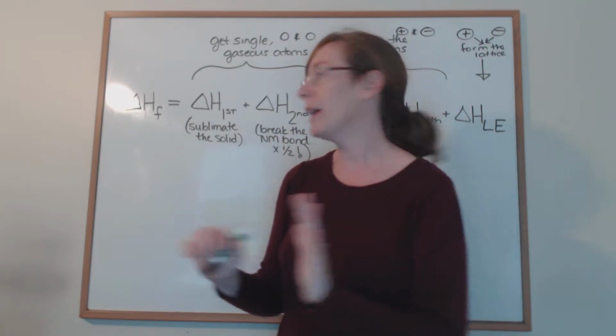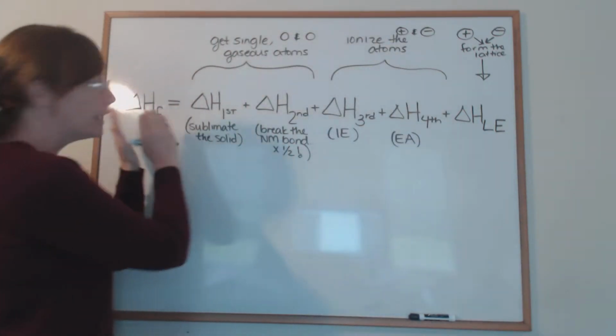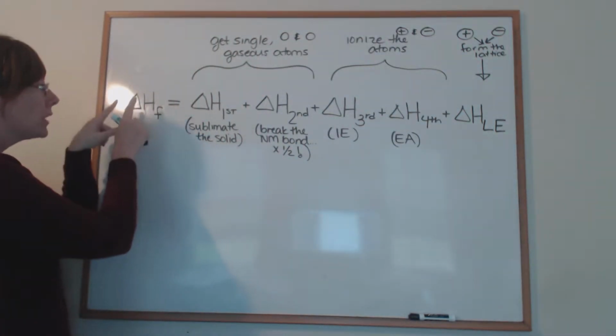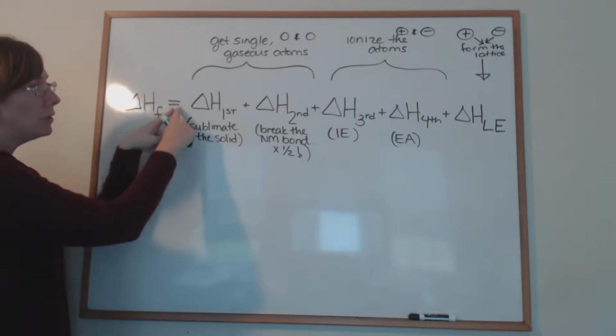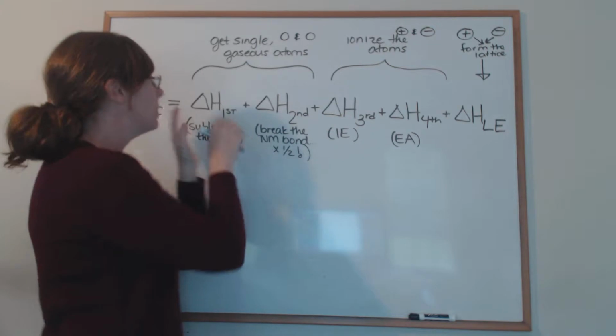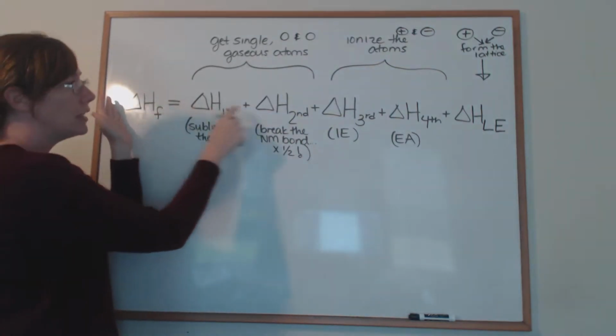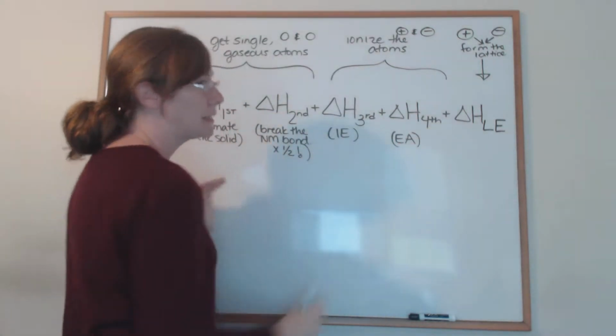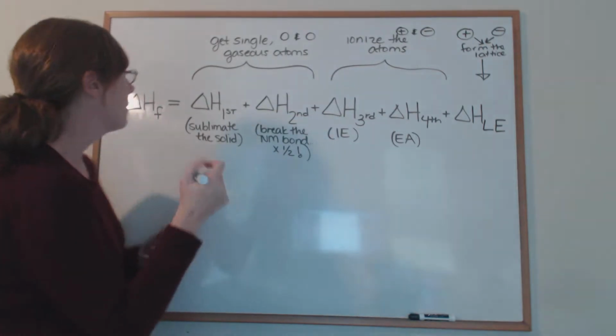what I would start out by doing is just writing a simple equation on the board. Delta H of formation equals the sum of 5 steps. It's always going to be that the delta H of formation equals the sum of these 5 steps. Let me go ahead and explain why.